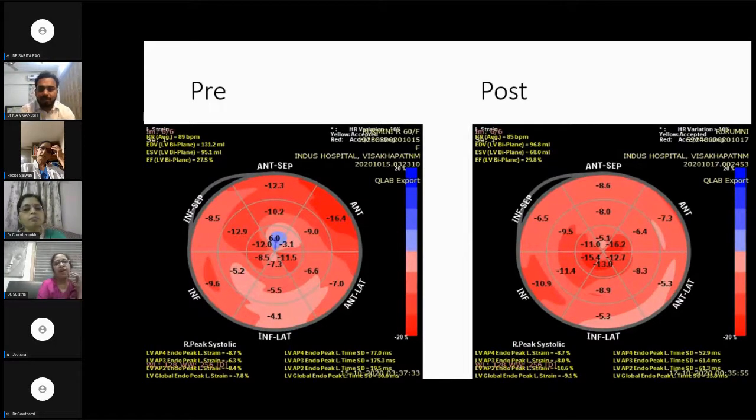So we are going to plan again after three months. We'll do the strain imaging for the lady. Ma'am, is 3 months an appropriate time to repeat the echo strain imaging? Yes, ma'am. It is advisable to do it after 3 months so that we can have some clear idea.